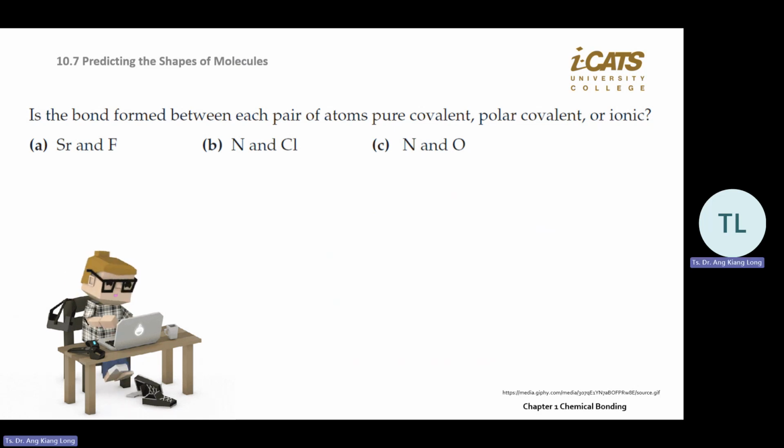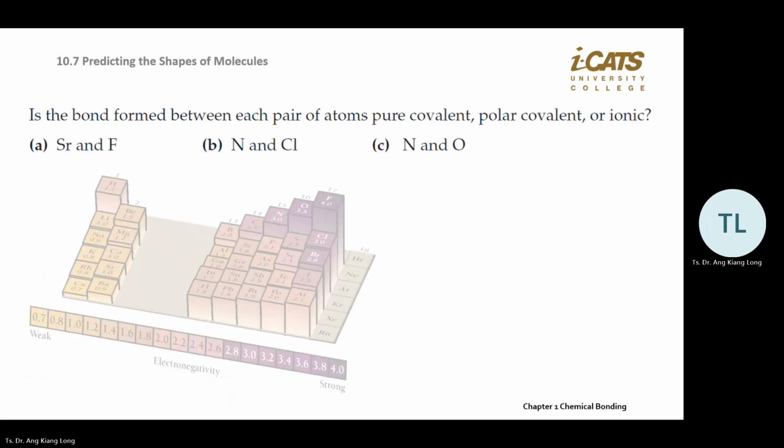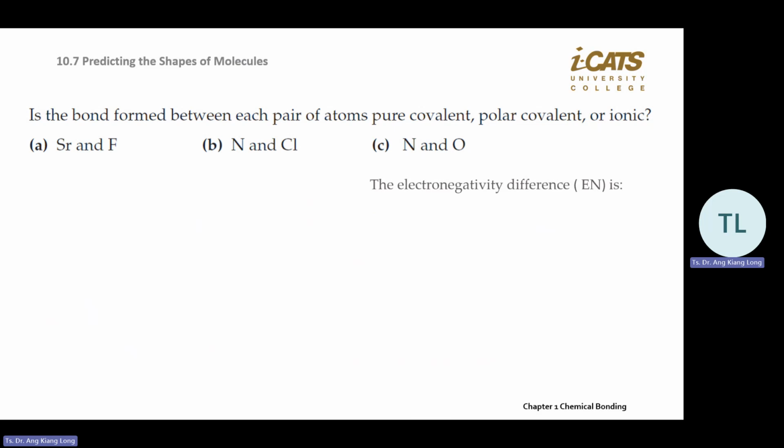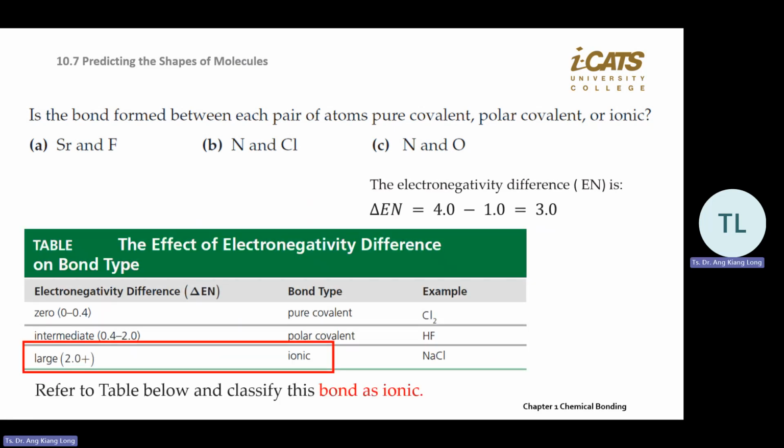The rest, if you understand example 1, I don't need to go through B and C, right? I'll still give you the answers in my slides. So you check, the difference is 3, refer to the table, more than 2 is an ionic bond. So why is this important? Because in later chapters, you need to balance the equation and then dilute the solution and so on.